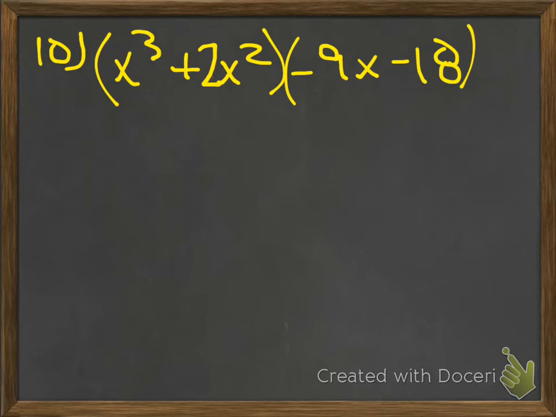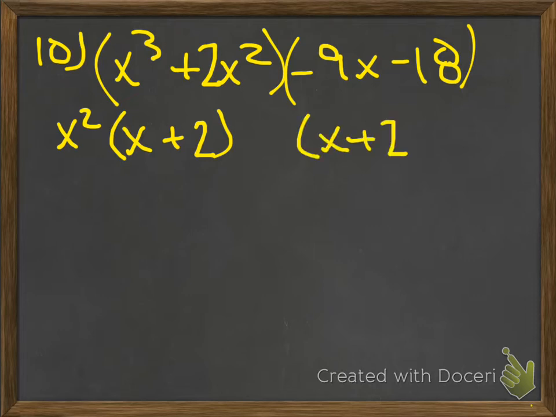Okay, so let's move on to number 10, factor by grouping. Now, on the first one, what can I factor out? What do they have in common? X squared. So I take out the x squared. I'm left with an x plus 2. If I have x plus 2 in the first parentheses, what do I have in the second parentheses? So another x plus 2.